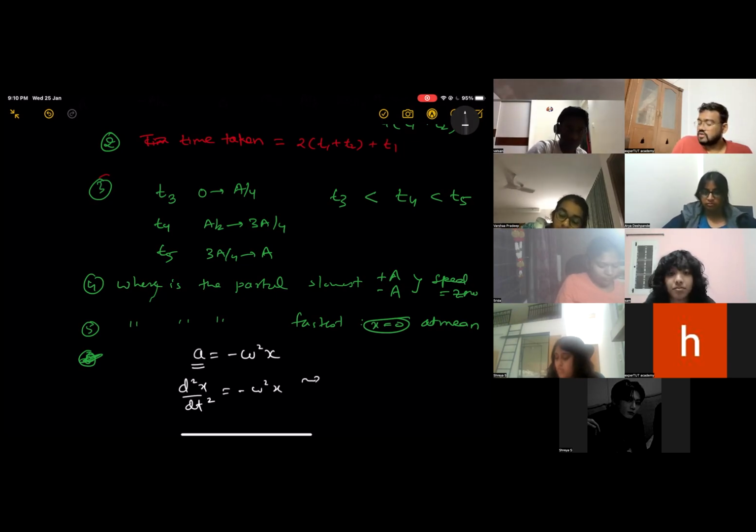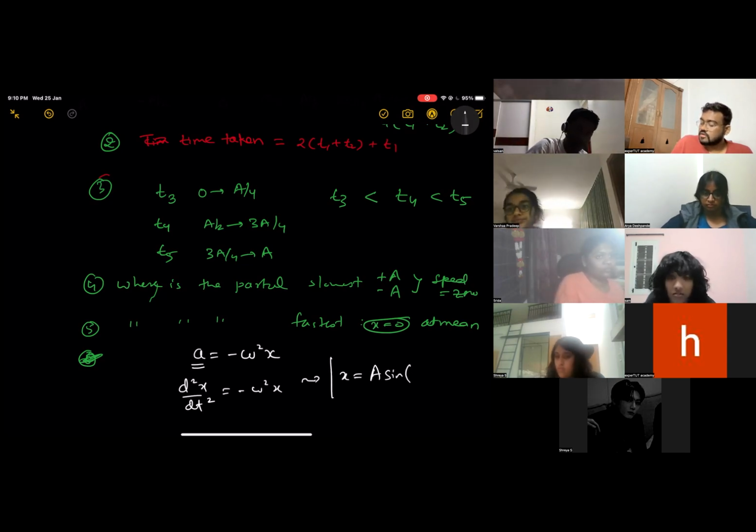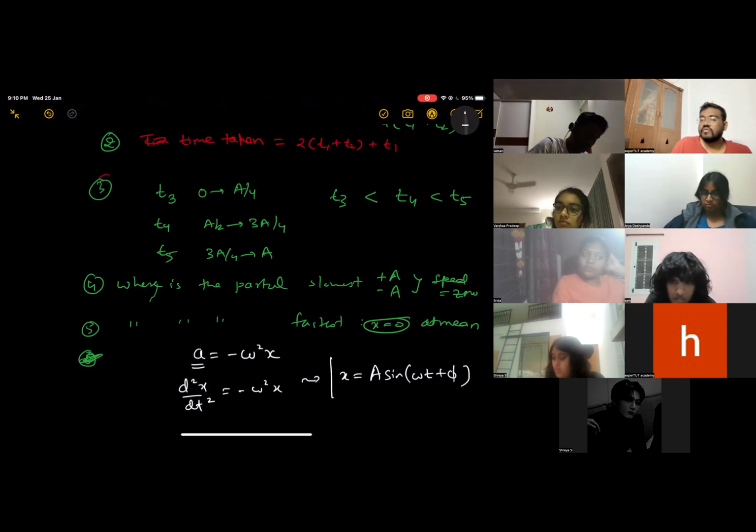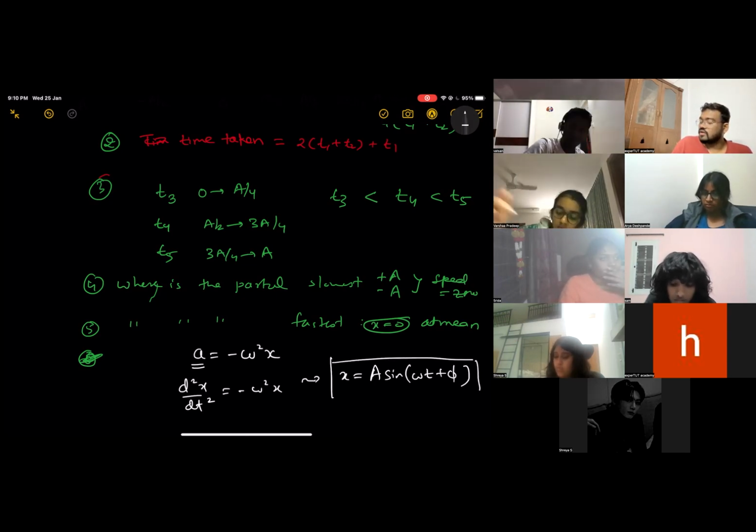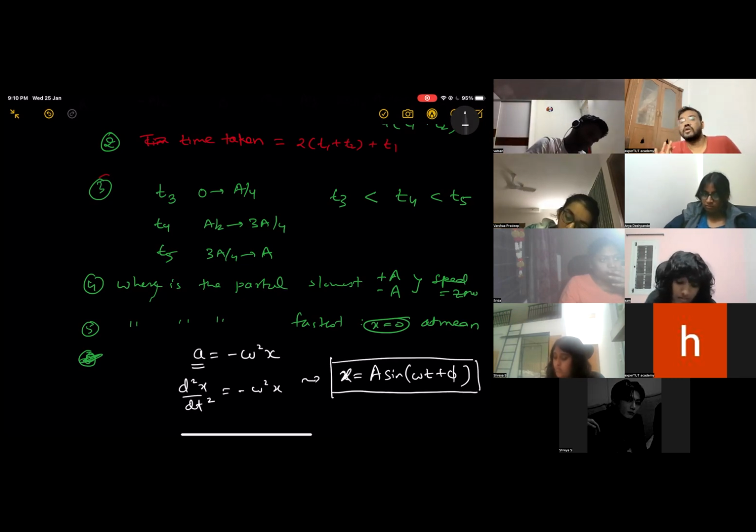When you solve this, you'll get x equal to, this is very, very important, a sine omega t plus phi. There is a phi also. We'll see later what this phi is. But x equal to a sine omega t plus phi. This is really important, okay? x equal to a sine omega t plus phi.